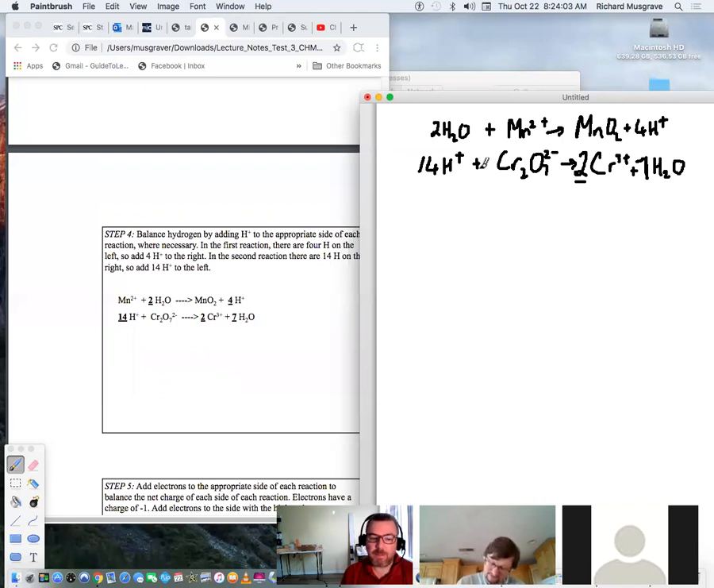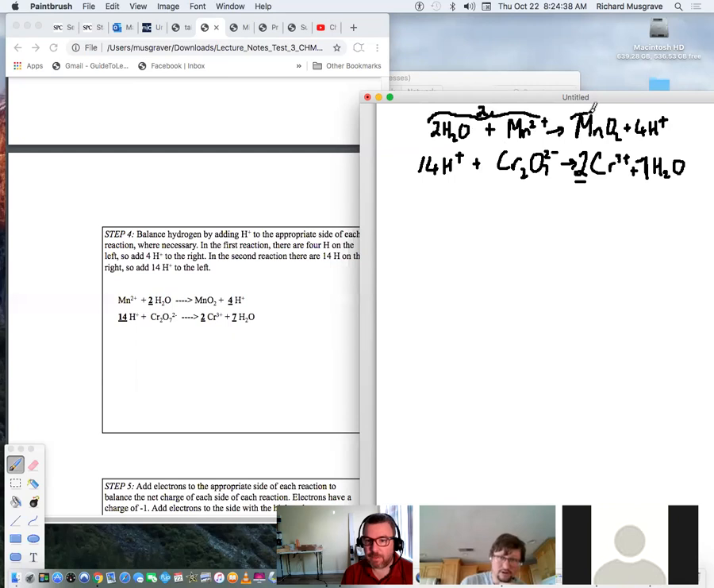All right, the next step, this is probably the hardest step, is to add the electrons to each of these reactions. Now, in order to do that, we have to figure out what the total charge is on each side of each reaction. In the case of the first reaction, the total charge is going to be 2 on the reactant side. H2O, because it doesn't have a superscript here, doesn't have a charge. So no superscript, no charge. Mn2+ does have a charge, so that's 2.